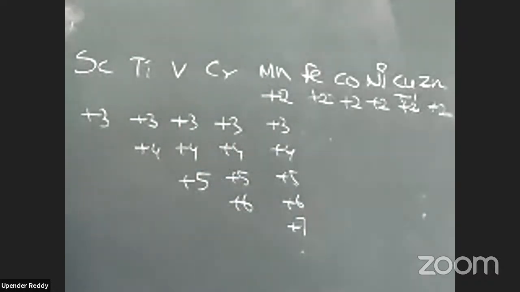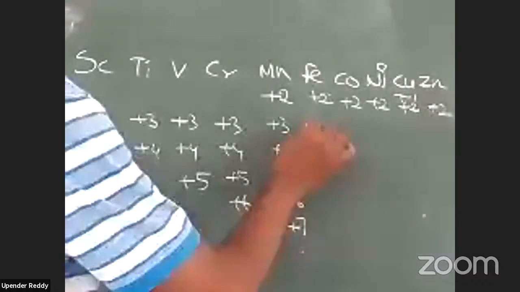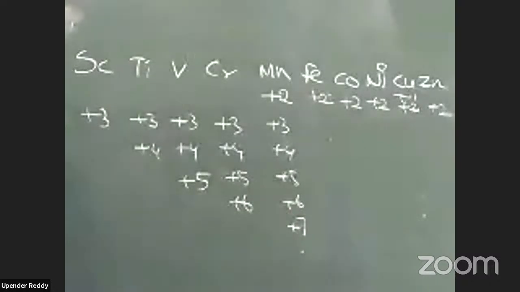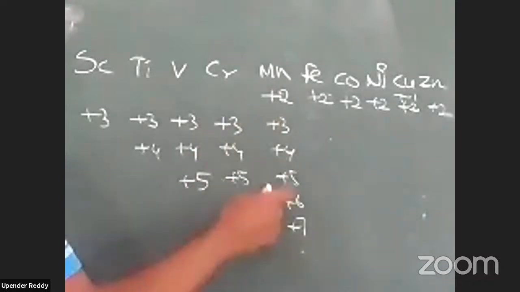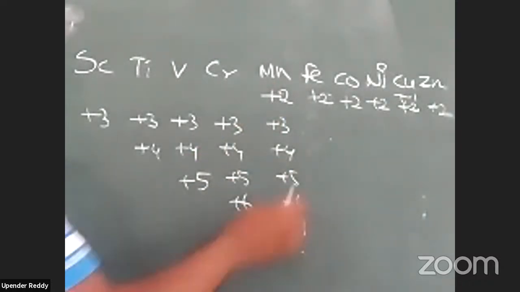When compared with the S and P block, it is different. In P block, the difference between the two oxidation states is minimum 2. For example, the oxygen group +2, +4, +6. Sulfur can give the 3 oxidation states +2, +4, +6. But here manganese gives +2, +3, +4, +5, +6, +7. 1 unit difference.